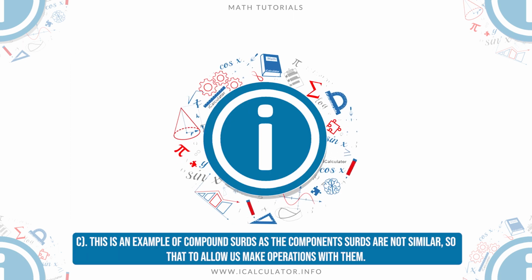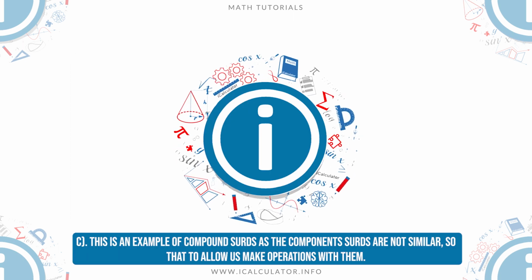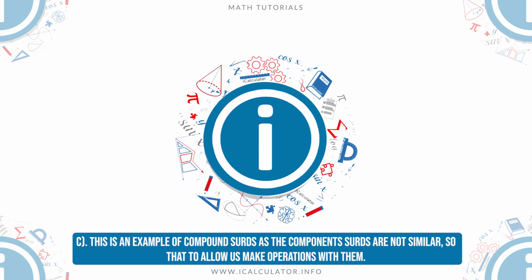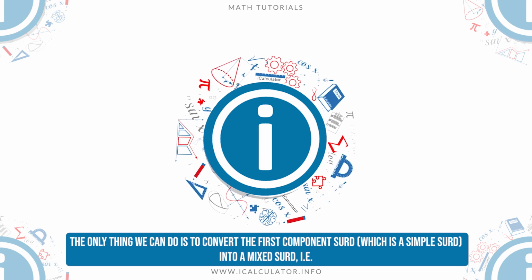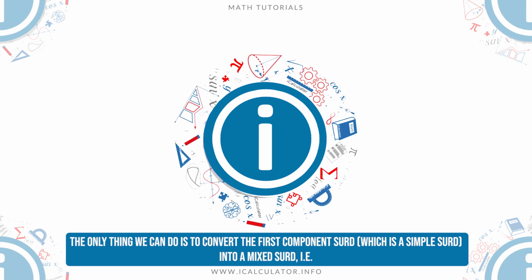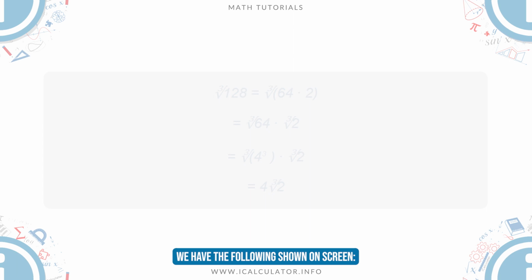C. This is an example of compound surds as the component surds are not similar, so as to allow us to make operations with them. The only thing we can do is to convert the first component surd, which is a simple surd, into a mixed surd, i.e. we have the following shown on screen.